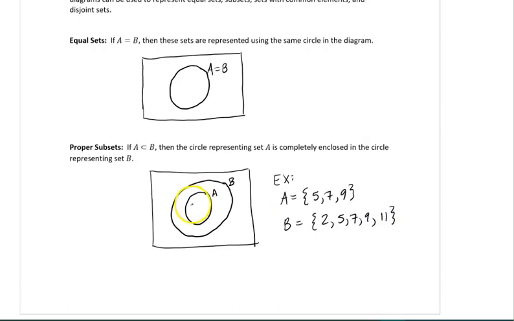So we would have 5, 7, and 9 represented within set A. And notice those are also within set B as well. And then the elements that are in B but not in A would be written off to the side there within the B circle but not within the A circle.